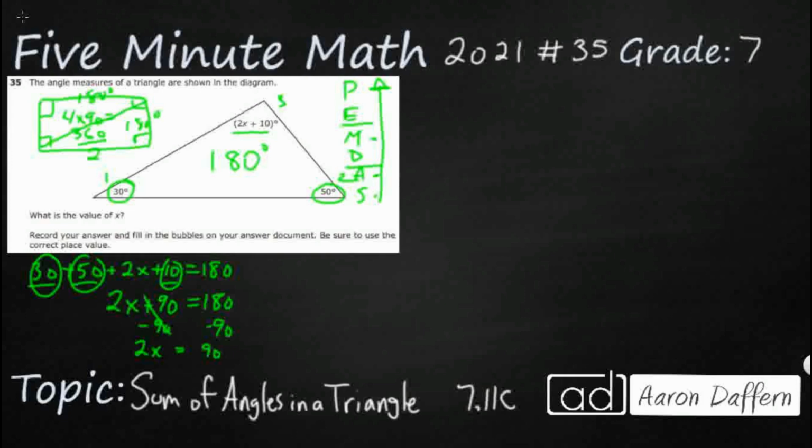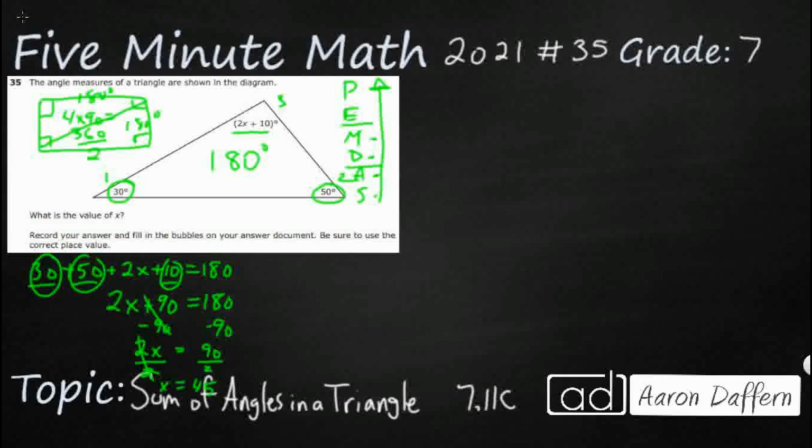Now I've got a multiplication, 2 times x. So we're going to divide to get rid of that 2. Divide by 2, that cancels itself out, just makes 1. x equals 90 divided by 2, and most of us know that's 45. So that's one way to solve it.